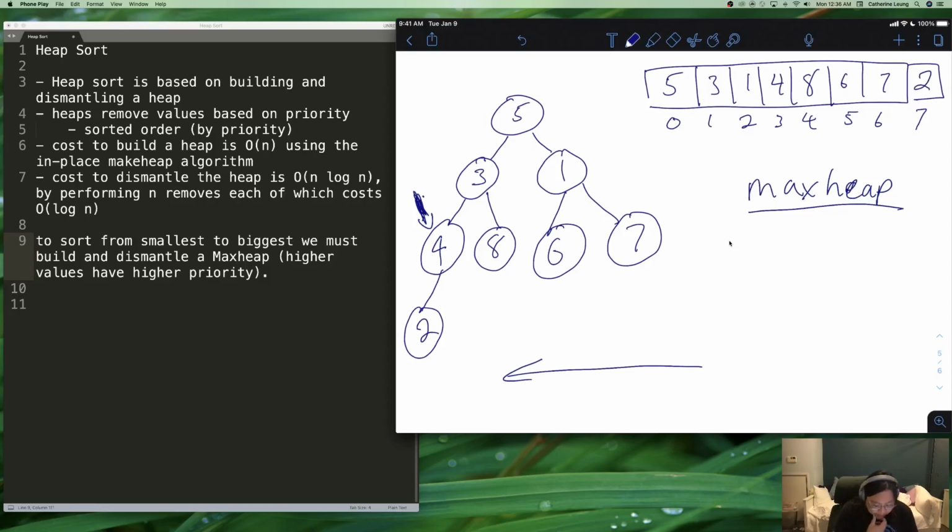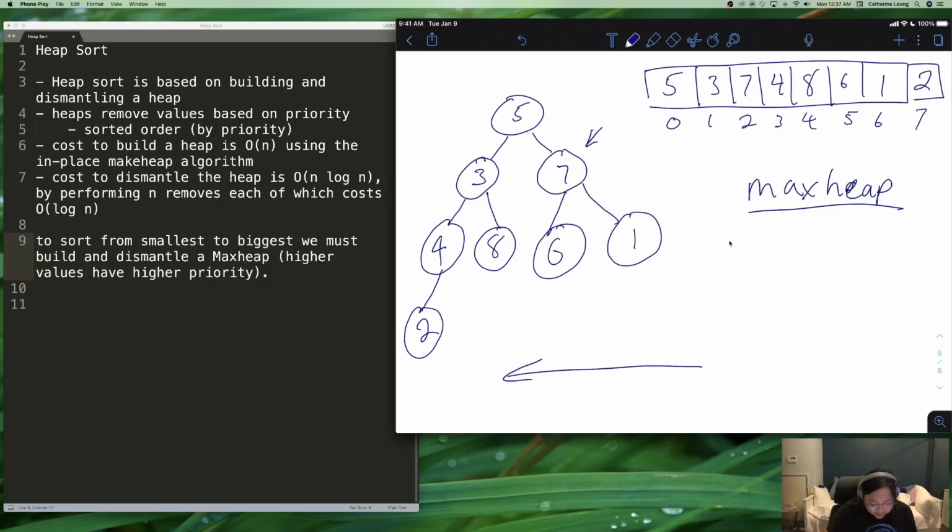Now, next, we work our way backwards. Is this a proper heap? Nope, not for a max heap. So again, we take the 1 and swap it with the higher priority child. Remember, it's a max heap, so the higher priority child is 7. So we're going to swap the 1 and the 7 here. 7 and 1.